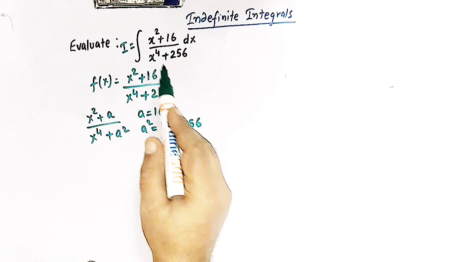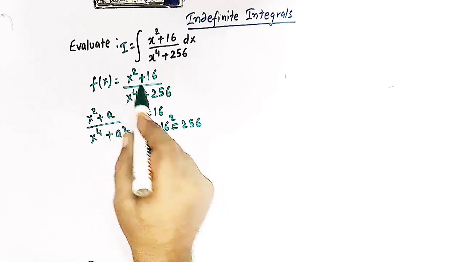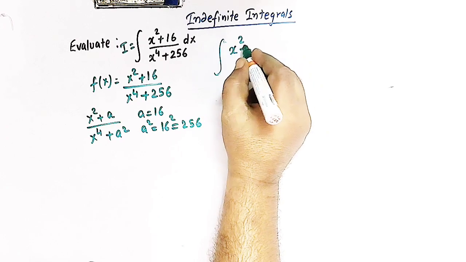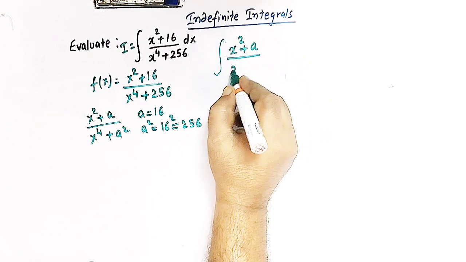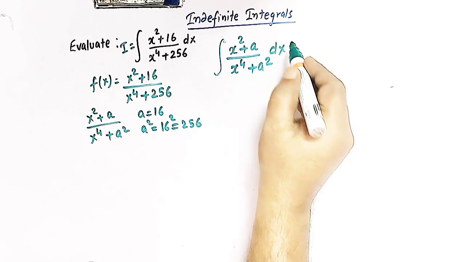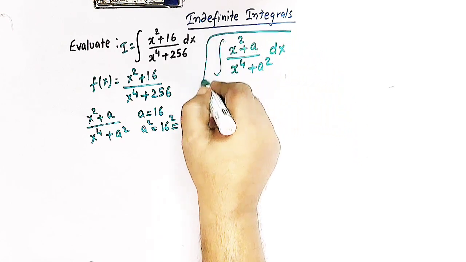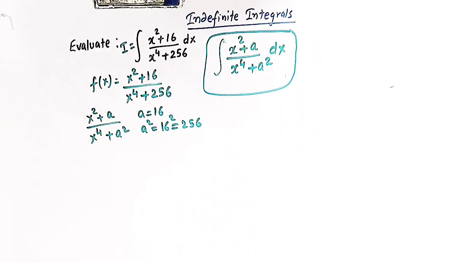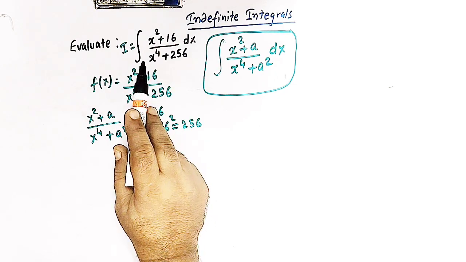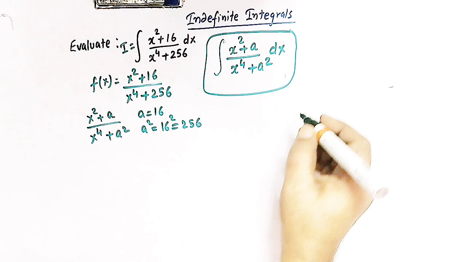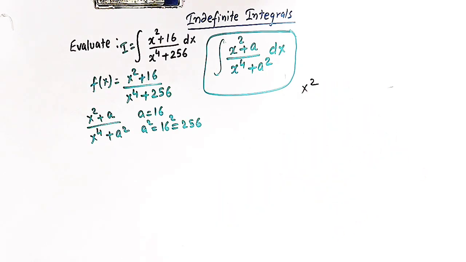So we can claim that this integral is of the form (x square plus a) divided by (x raised to 4 plus a square) dx. So we'll see in this session how we can evaluate integrals of this type. So the first step in evaluation of these type of integrals is to divide the numerator and denominator by x square, right?